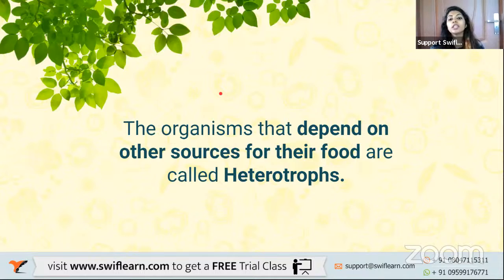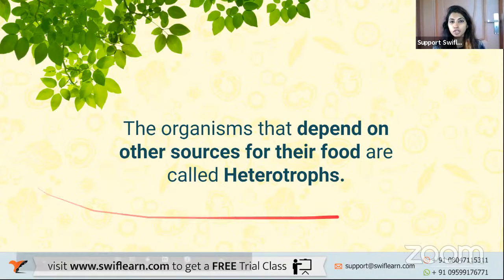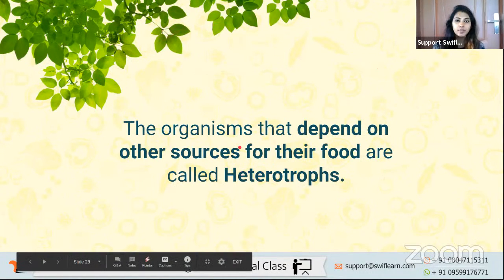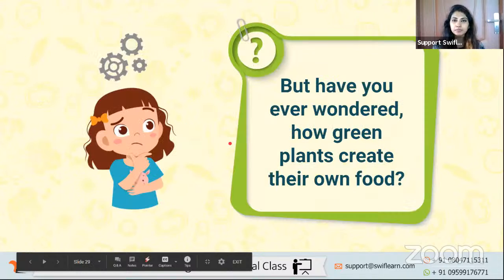So now, the definition, how we will put it: the organisms that depend on other sources for their food are called heterotrophs. The organisms that depend on other sources for their food are called heterotrophs. So this is the proper definition of heterotrophs. I hope it is clear.